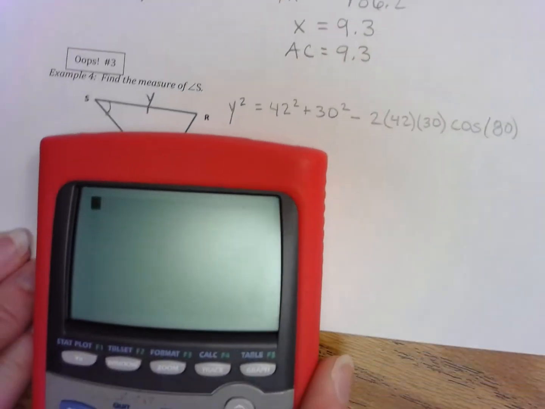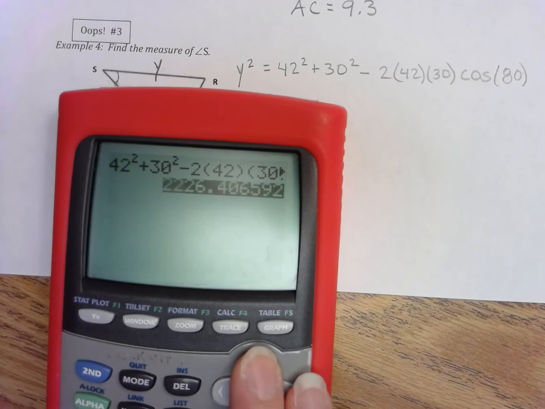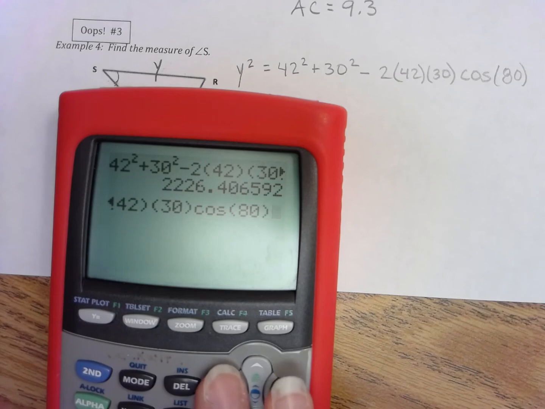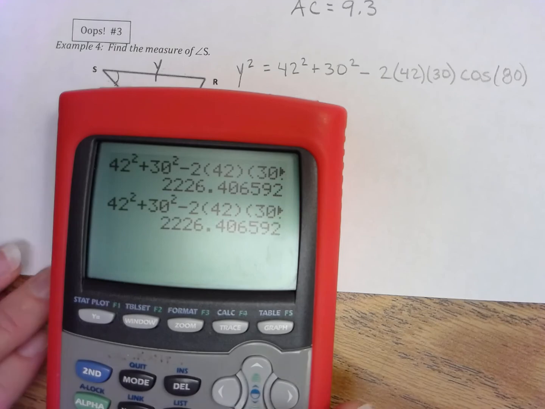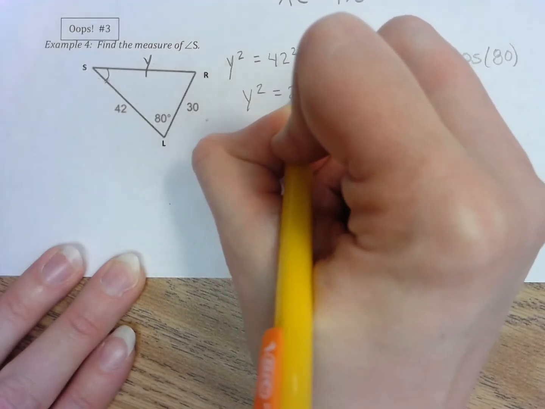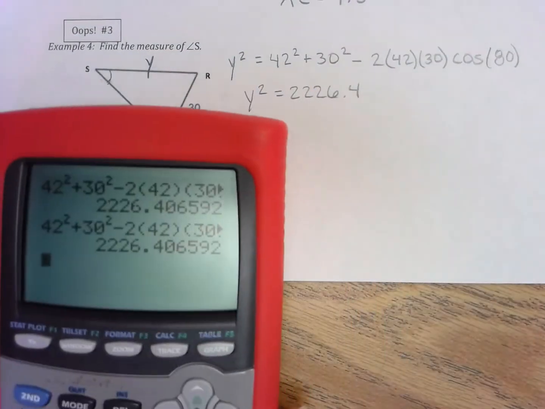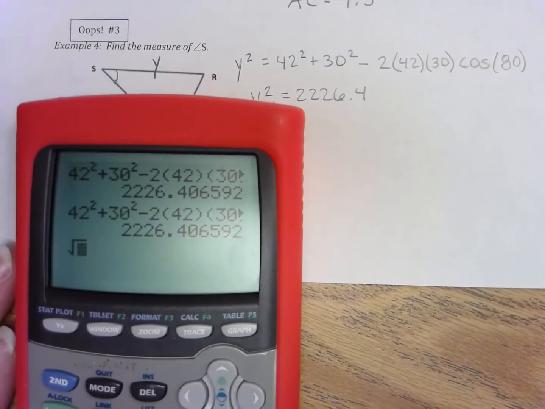So let's do 42 squared plus 30 squared minus 2 times 42 times 30 times cosine of 80. So again, just carefully typing that in. If you need to type it in again, or just arrow through and make sure that everything is typed in correctly. We get 2,226.4. So remember, that is y squared. So we need to take the square root in order to find our missing side.